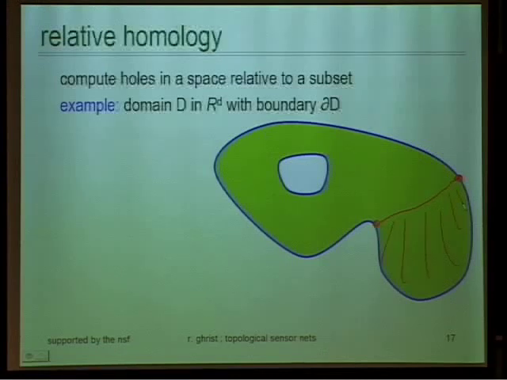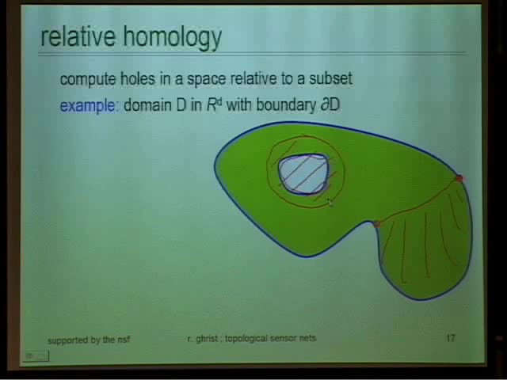It bounds this disk. I can shrink it all the way down. This is a loop, but it also is a trivial loop because I'm taking this entire boundary component right here and smashing it down to a point. So this loop really bounds a disk in relative homology.